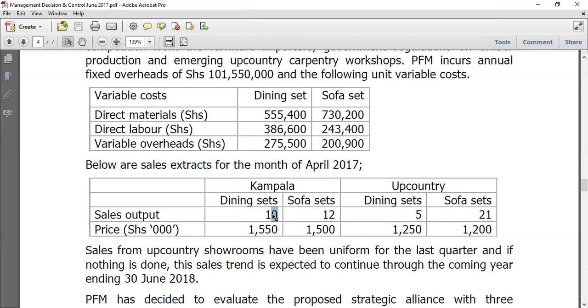So you do a profit statement before and a profit statement after. And what I mean by profit statement, you're looking at the total revenue, you're looking at the total variable cost, you're getting your contribution, okay?